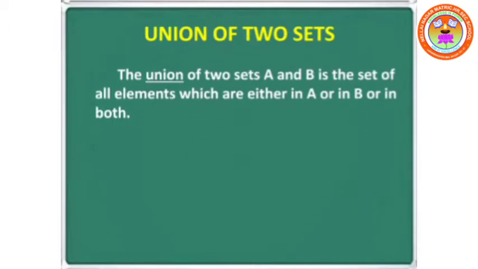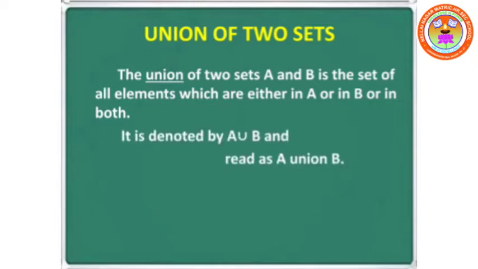Union of two sets. The union of two sets A and B is the set of all elements which are either in A or in B or in both. It is denoted by A union B and read as A union B. How do we read this? A union B. In symbols, A union B is equal to the set of all x such that x belongs to A or x belongs to B.